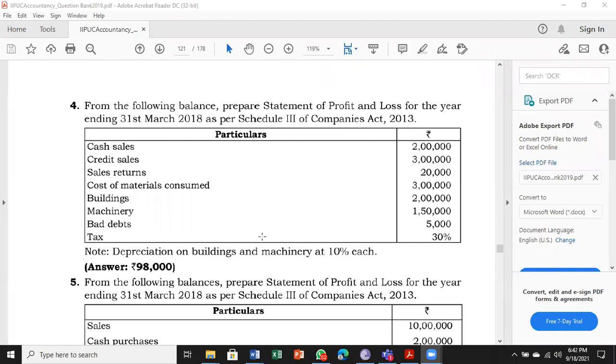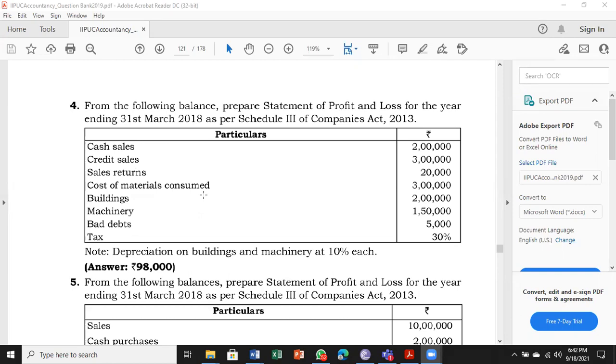So here, a bit different than the previous problem. For each problem, there will be new things. You have to learn those. So you have cash sales 2 lakhs, credit sales 3 lakhs, sales returns 20,000. All these three are connected to sales, that is revenue from operations. Earlier I discussed in the basics, cash sales, credit sales, less sales returns will be the total sales. So we have to take this under a note because 3 items are there.